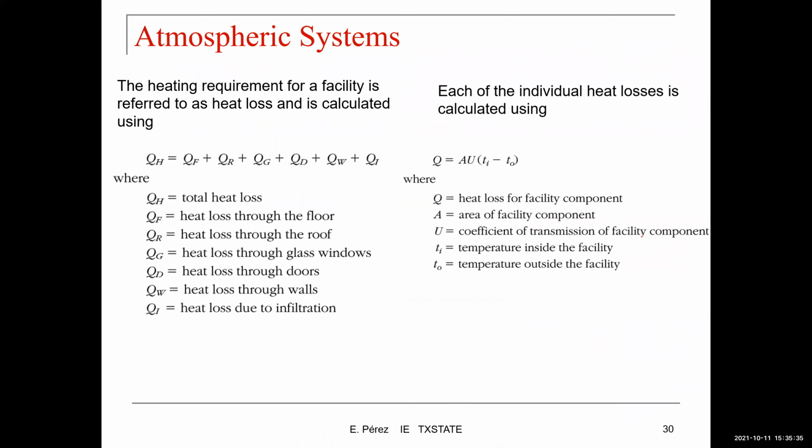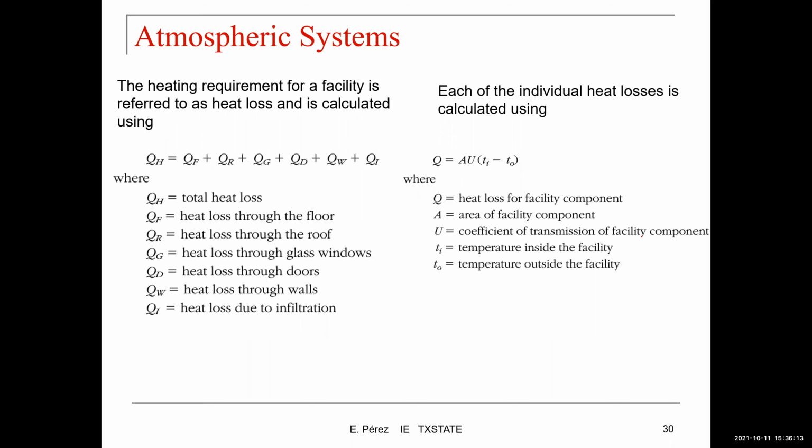So as part of our discussion, we were trying to compute the heat loss for a facility, so we can compute and provide that information to the actual designer of the system. And we talked about the requirement and how to compute that information using this formula. The heating requirement for a facility is referred to as the heat loss and is calculated using this formula. And we discussed an example in which we computed each one of these elements.